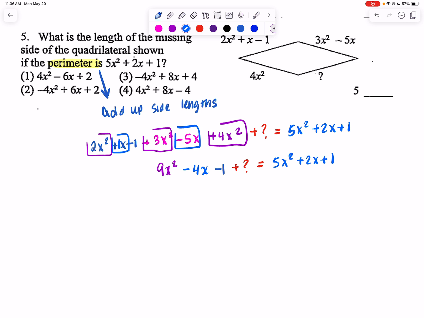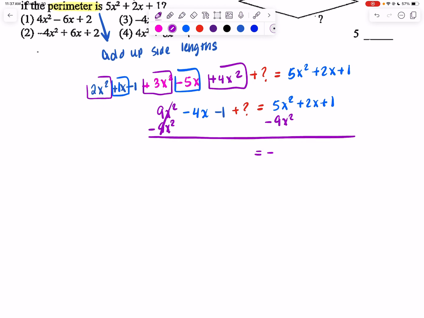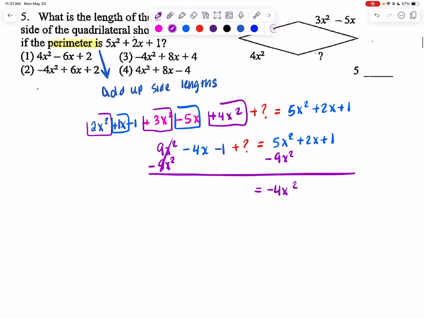Now, what I'm going to do is get all those terms on the left-hand side of my equation to the right-hand side. So I'm going to use my inverse operations. I have to ask myself, how do I get rid of a plus 9x squared? I'm going to subtract 9x squared from both sides. And when I do 5 minus 9, that gives me a negative 4x squared. So right away, I can eliminate answer choice 1 and 4 because those x squared terms are positive. So I need a negative 4x squared. So it's got to be choice 2 or 3.